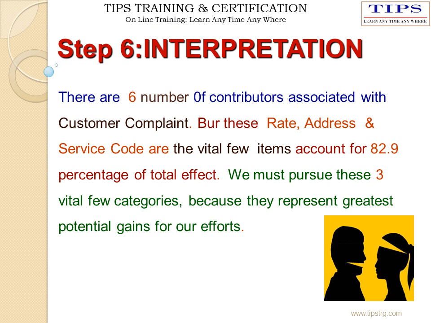Step 6. The interpretation of the Pareto chart. From the above data, we can interpret this data in these words. There are 6 contributors associated with customer complaints, but rate, address and service code are the vital few items that account for 82.9% of the total effect. We must pursue these 3 vital few categories because they represent the greatest potential gains for our efforts.